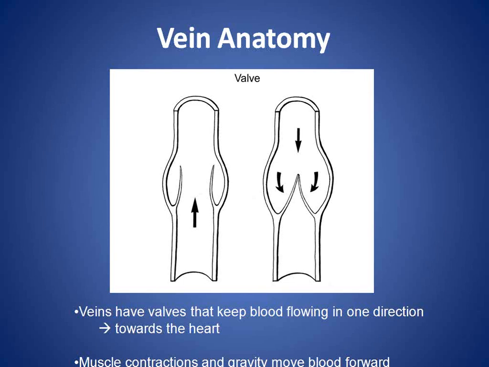Veins have valves. They keep blood flowing in one direction, so they're not thick-walled like an artery that has the heart pumping it forward. It basically relies on veins to keep the blood flowing in one direction towards the heart. In the upper extremities and the head, gravity moves the blood back to the heart. In the lower extremities, muscle contractions move the blood back to the heart. So when the valve is open, blood can flow in one direction. The valve closes, and these valve cusps here prevent blood from backing up.